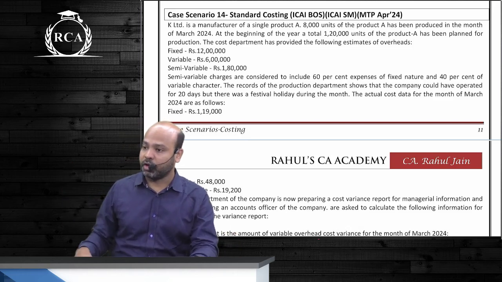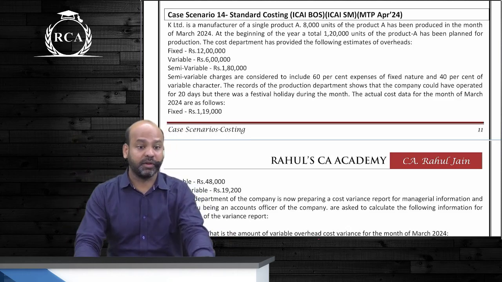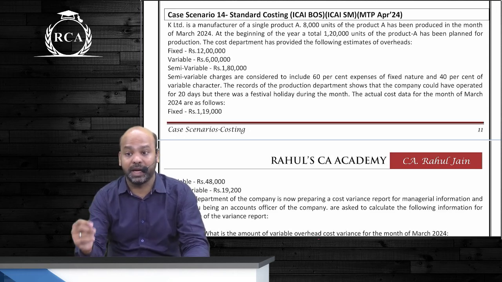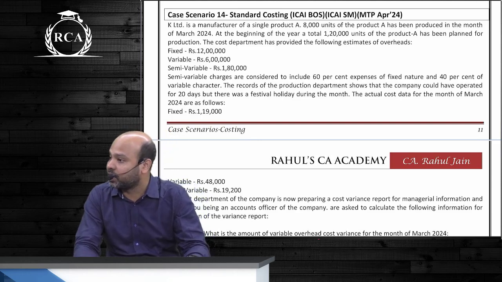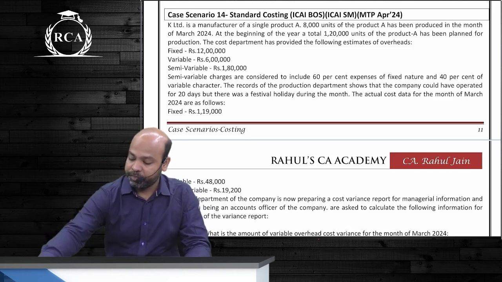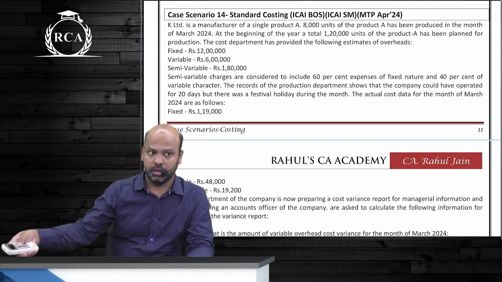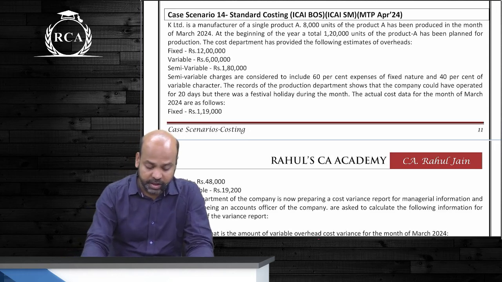If you try to recall, beta, क्या बोला था मैं यहाँ पे? Separate करो. 60% whatever is fixed, beta, will be added to fixed amount. Whatever is variable will be added to variable amount. So you'll add that 60% of 1,80,000, beta, 1,08,000 rupees to your fixed amount. Are we clear about this? Next, beta, semi-variable ho gaya wo.